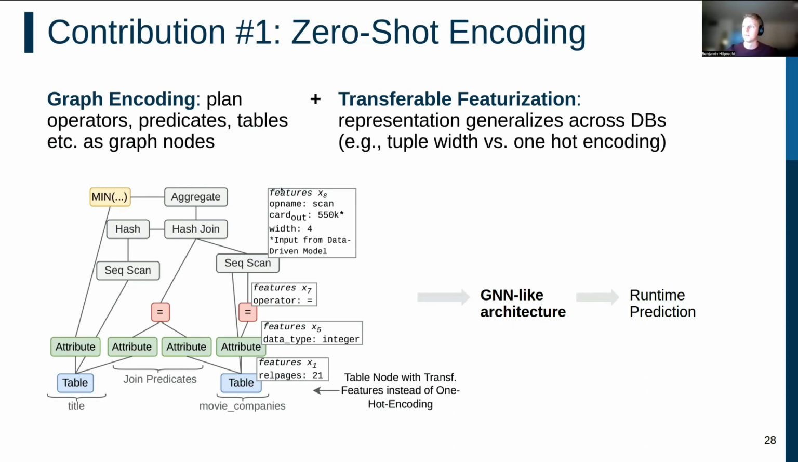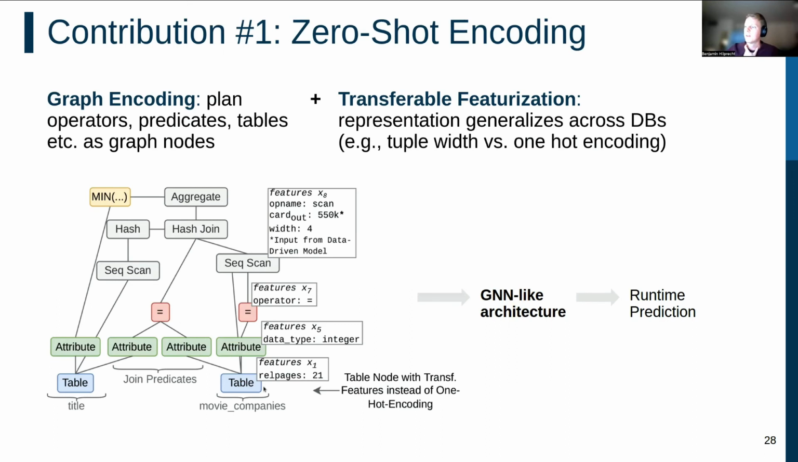So here's a little example. I think you can see my mouse, right? Of a really simple query. And as you can see, this consists of two sequential scans. Then we build a hash table and then execute a hash join and then execute some aggregation on top. And these are the simple plan nodes of this plan. And then of course, we also have to tell the model which columns are scanned, and we basically express this by introducing table and attribute nodes. And as I said, the features that we use to represent that certain tables and attributes are queried are transferable.